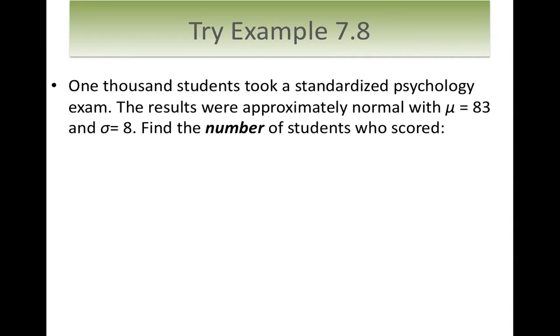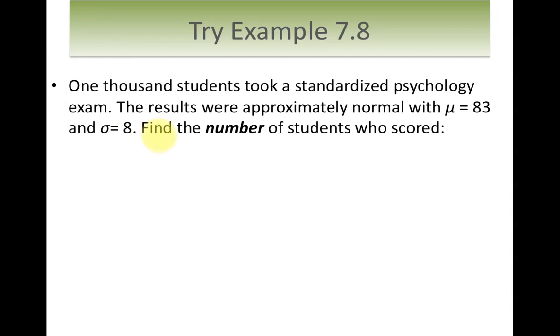1,000 students took a standardized psychology exam. The results were approximately normal with a mean of 83 and a standard deviation of 8. So if the results of the standardized exam were approximately normal, it means that we can draw a bell curve to represent the results. In the center of the bell curve, we'll have a mean of 83 and a standard deviation of 8. This question is a little different because it doesn't ask you to find the proportion of students.